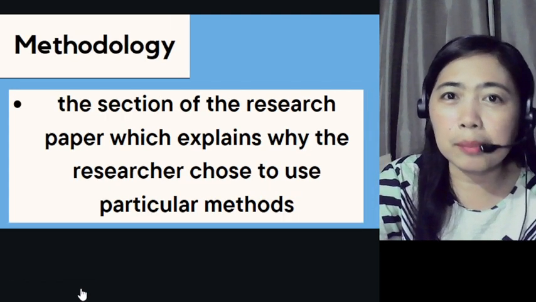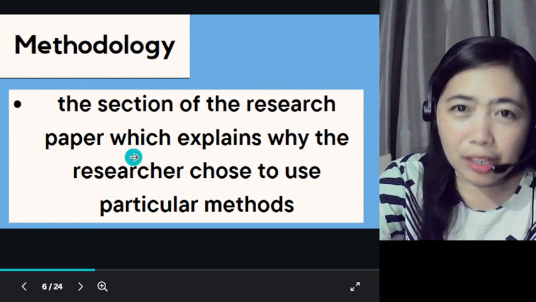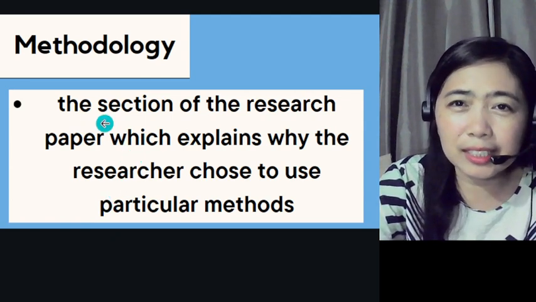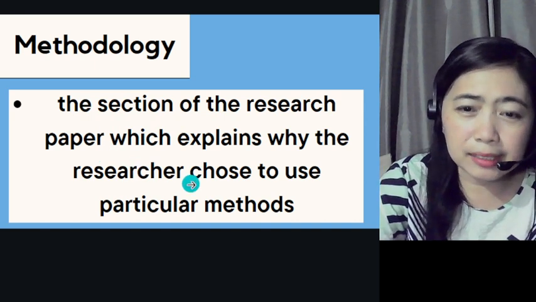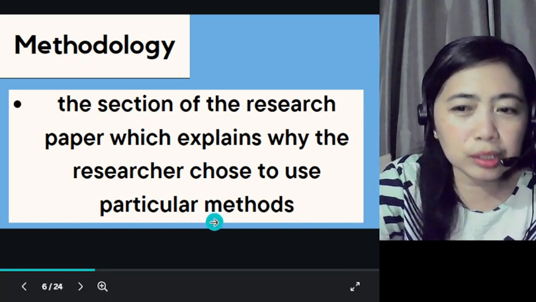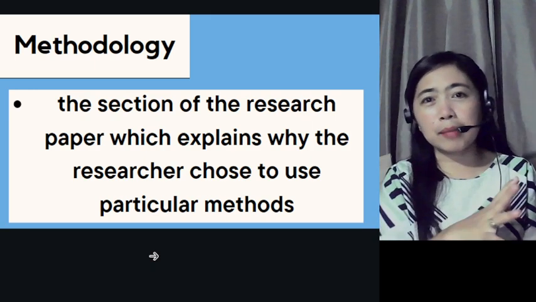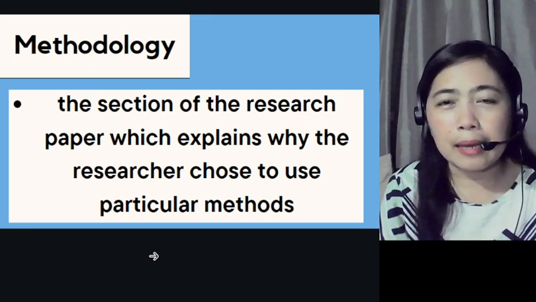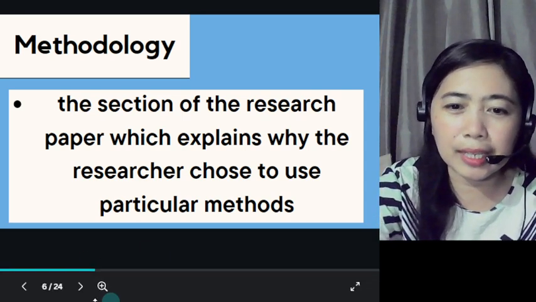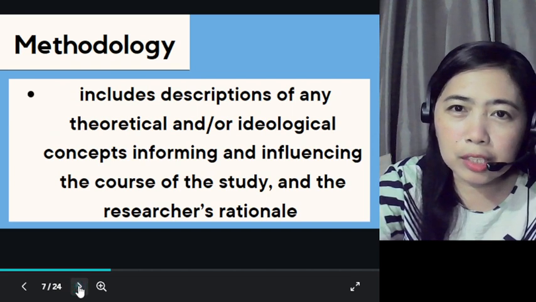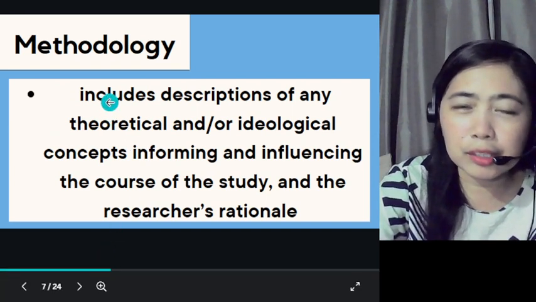Okay, another term we have here is the word methodology. Here, it is the section of the research paper which explains why the researcher chose to use particular methods. Okay, so from those methods, why did you use them? So this is your explanation of the methodology. Okay. And another part of your chapter 3, for the methodology here, sorry.